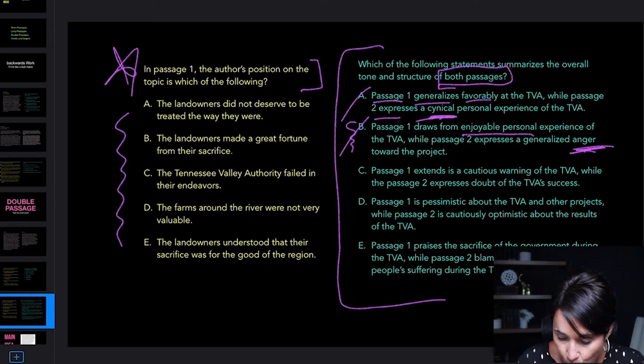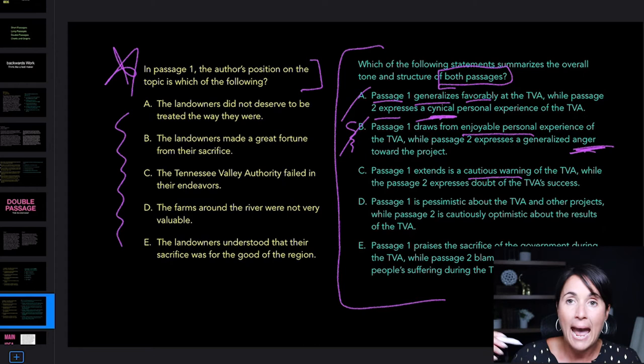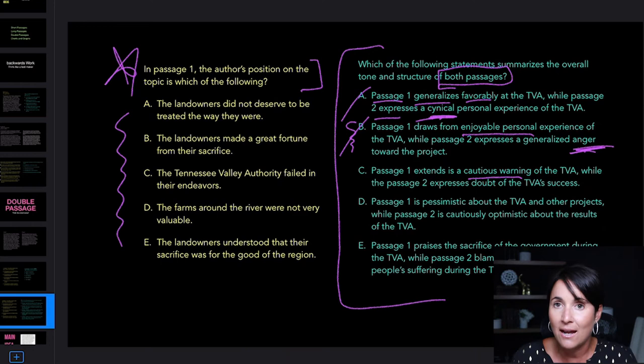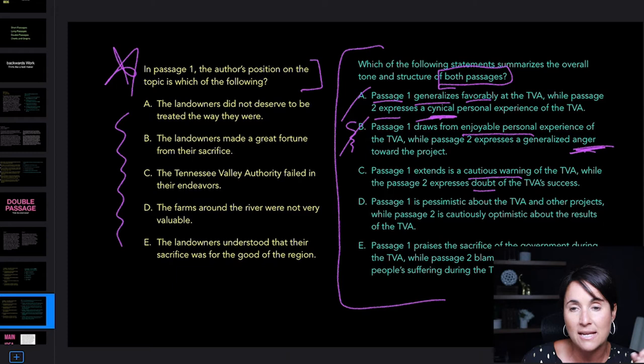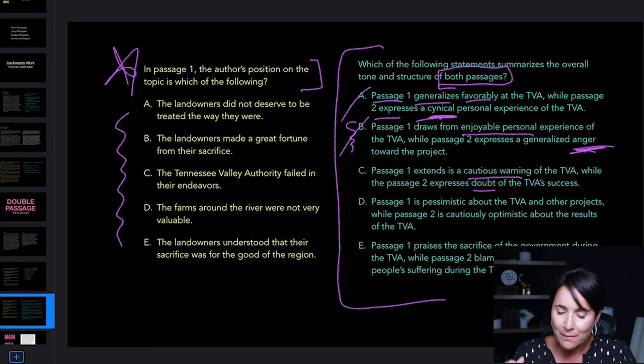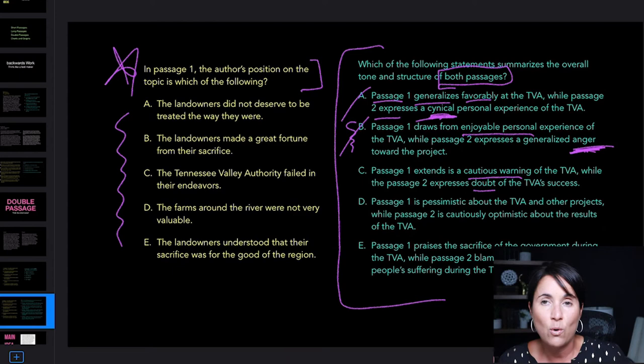Now you have here, one extends a cautious warning. So we just went from the author being happy, enjoyable, to now it's cautious, like maybe sending us a warning. That's going to stand out to you. You're going to know that. And then you have, while passage two expresses doubt about the success. So don't just read from top to bottom. Play around. Eliminate. Immediately go in, get these key words out, dissect the questions. And this takes practice.